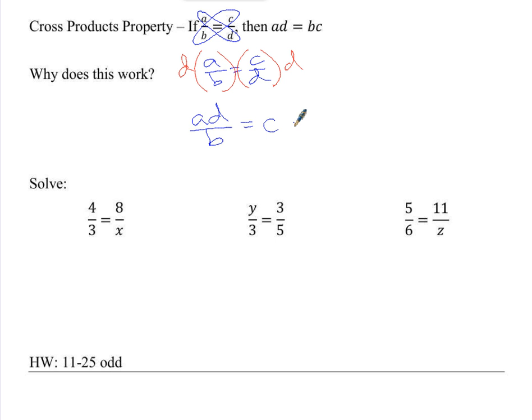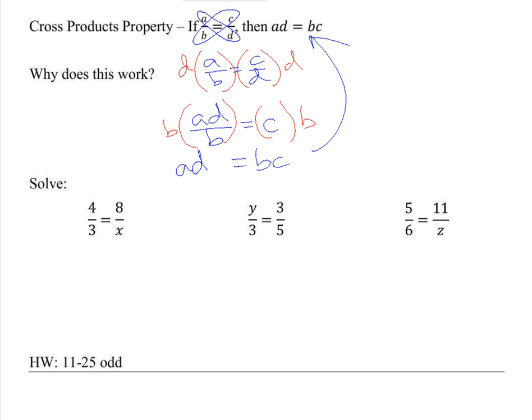So now let's say I wanted to get the AD by itself. What would I have to do now? Multiply both sides by B. And once I do that, on the left side, what happens to the B's? They're gone. They form a fancy 1. So what's left? AD equals CB or BC, because you can multiply in either order. And look what we have. That's the cross products property. Did we use cross products here and here? No, we didn't. But in the end, we wound up with AD equals BC, cross products property, okay? So we just proved that it works.